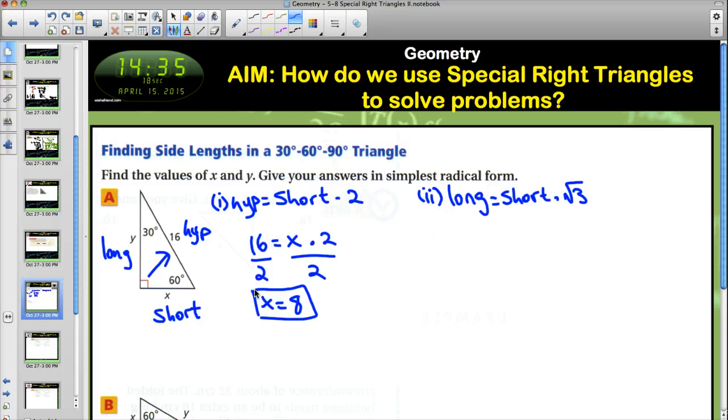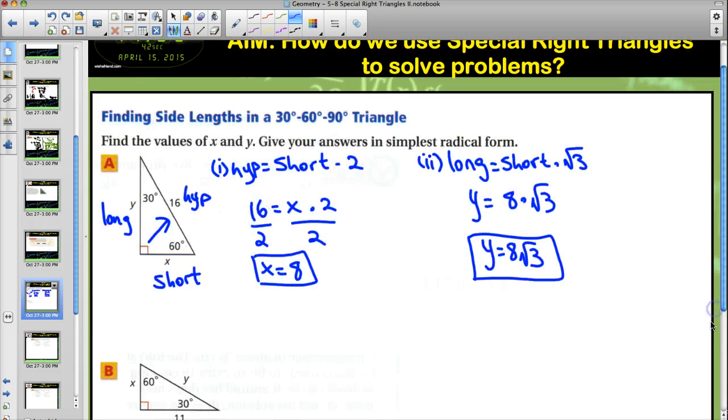The second half of my problem says find y. The long leg is y, so that's replaced by the letter y. My short leg, I figured out that it's actually 8 in my first step of the problem, times radical 3. So my answer is y is equal to 8 radical 3. Well, that's pretty straightforward.